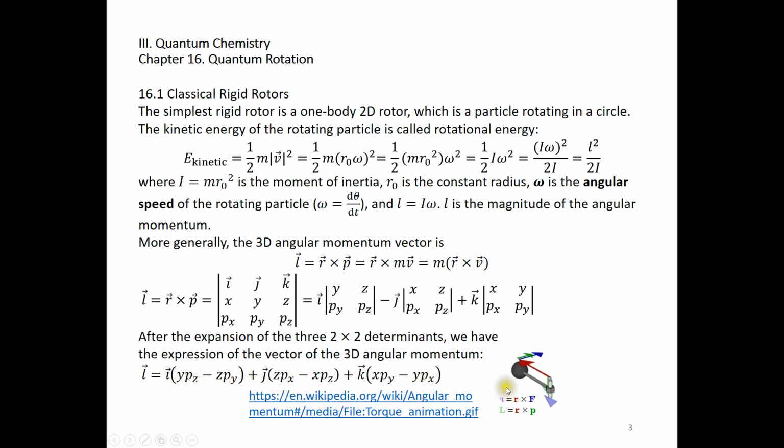Over here, this is just a particle rotating in a perfect circle, and you can see the angular momentum L is the r vector cross product the p vector. Tau is the torque. The torque is the r vector cross product the force vector.